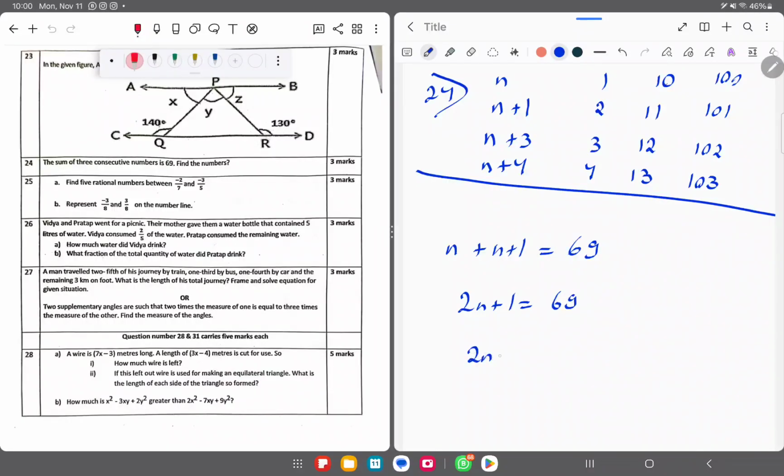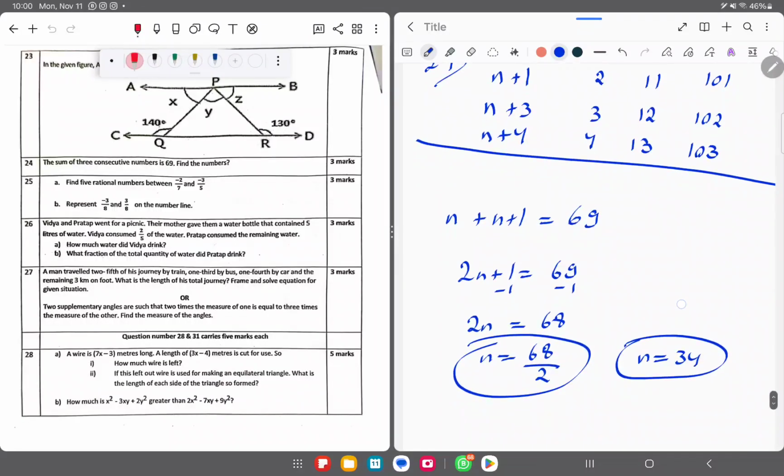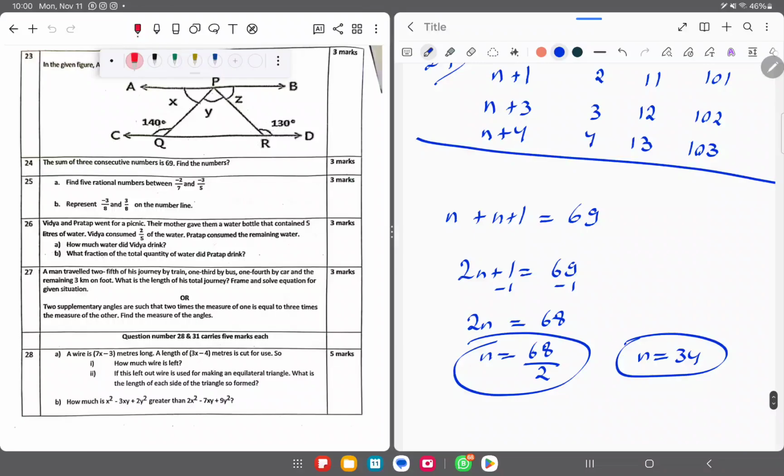So 2n equals 68. n equals 68 over 2. I didn't grow up knowing how to do this, but I grew up knowing how to utilize different skills that I have. n equals 34. So this is the answer over here. n equals 34 with the 2 consecutive numbers.